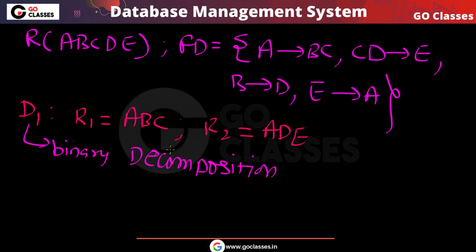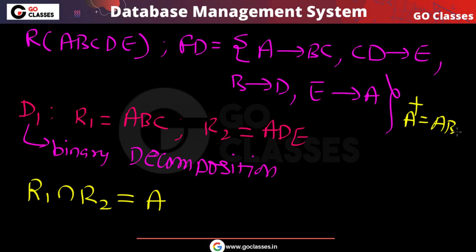Now let us check whether this binary decomposition is lossless. Very simple: find the common set of attributes, R1 intersection R2. The common set of attributes is only A. Now check what A can determine. A can determine A, B, C, and B can determine D. So the transitive closure of A will be A, B, C, D. CD can determine E. So we can notice A can determine everything.